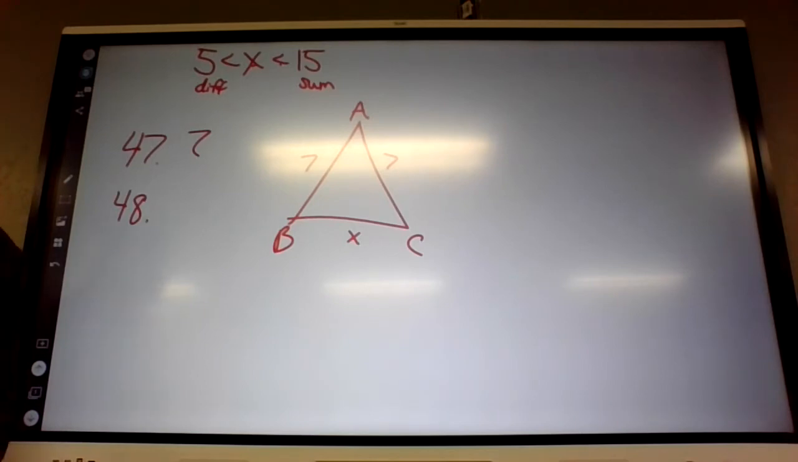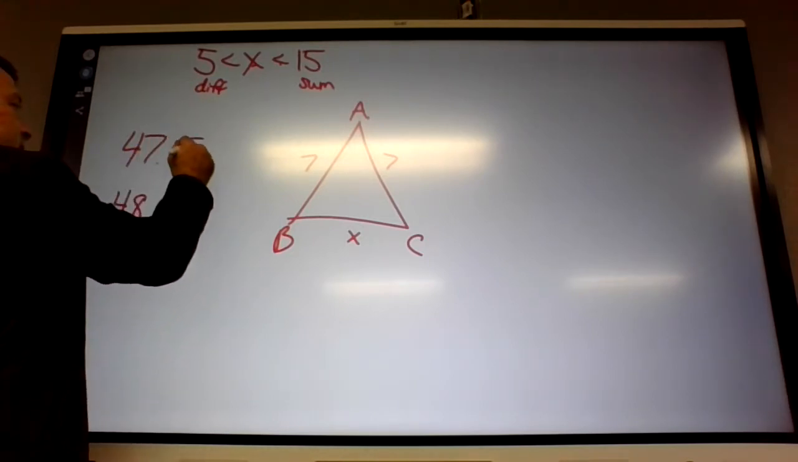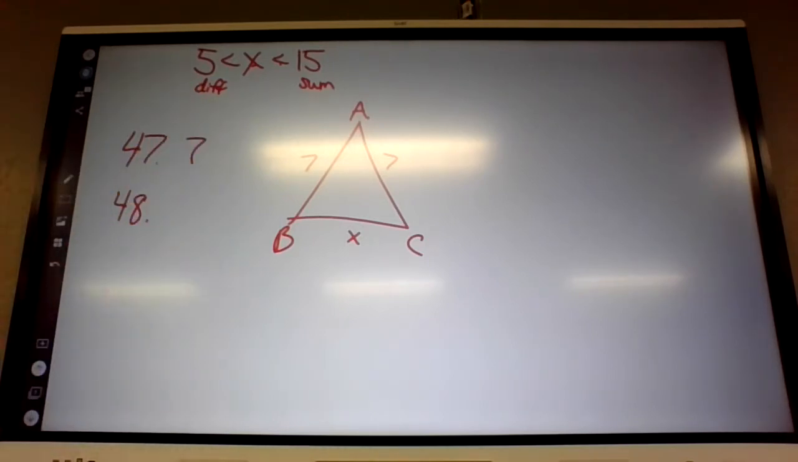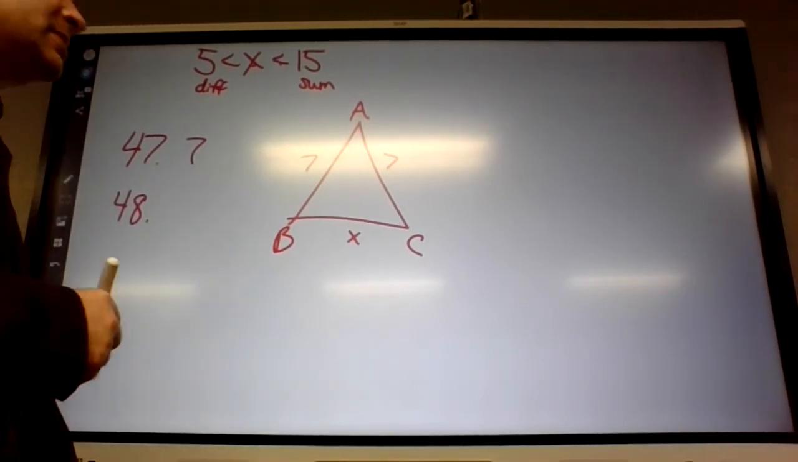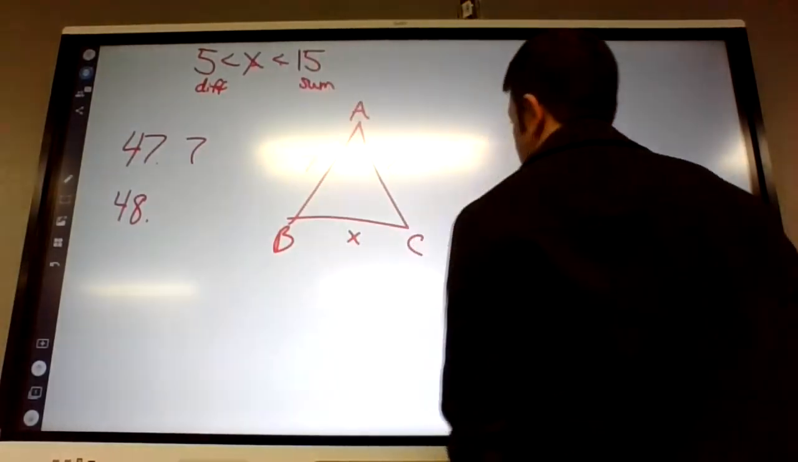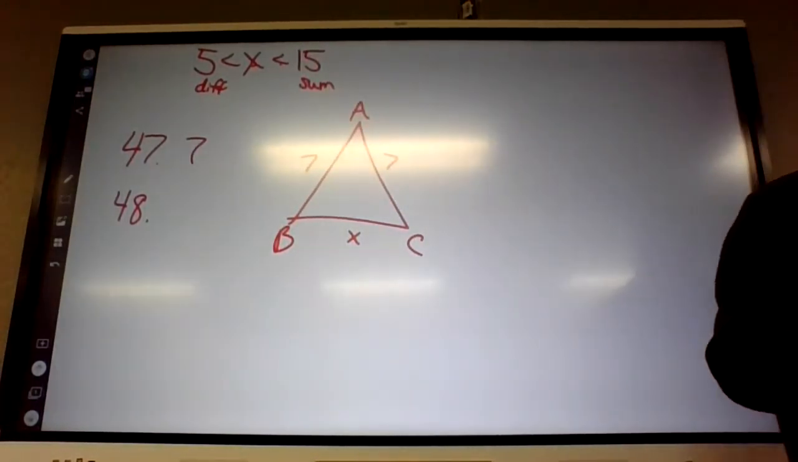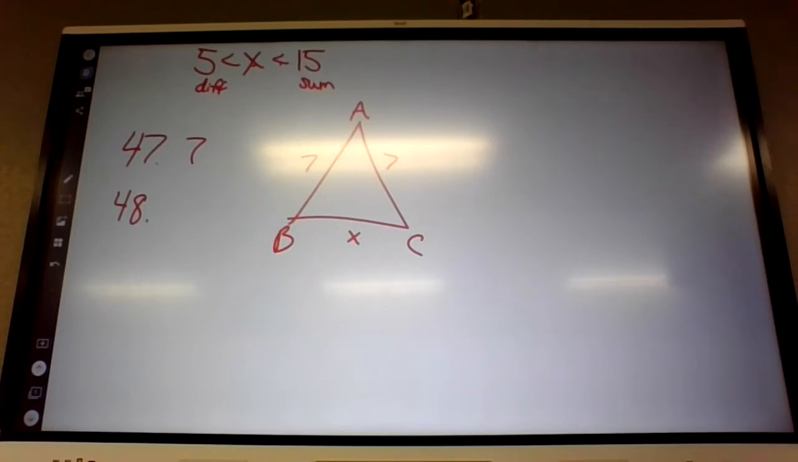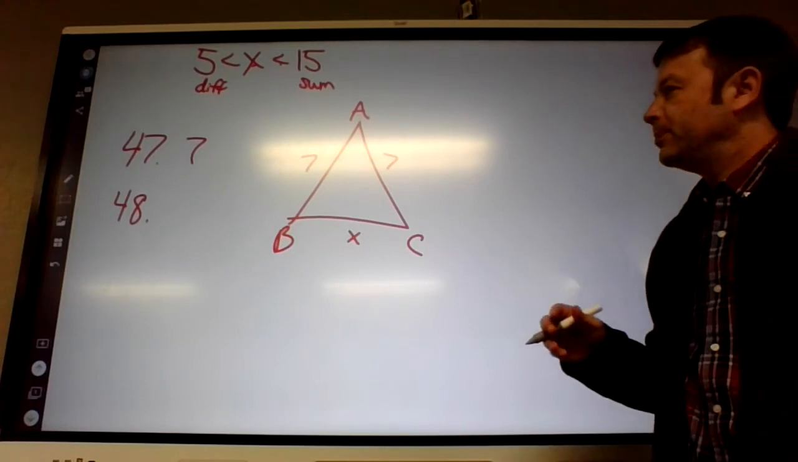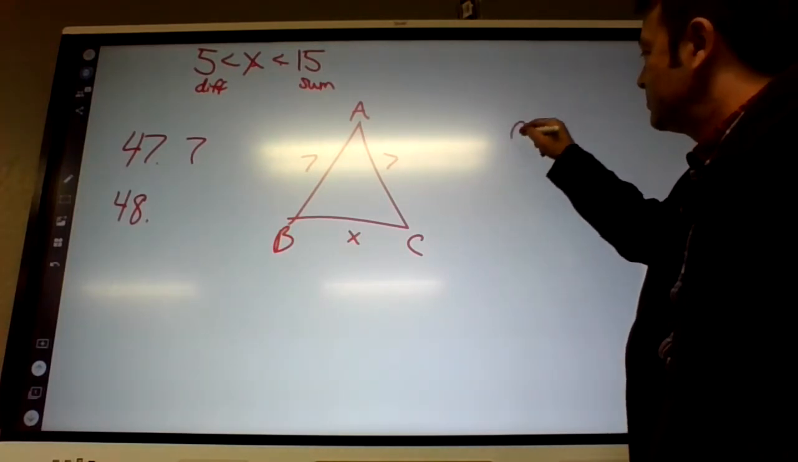Okay, now here's where things get confusing. This is why I'm helping you. But for 48, how can I make it a right triangle? What do I need to make x into? We haven't talked a lot about this chapter. I was thinking of the Pythagorean theorem. Yeah, in a right triangle, the Pythagorean theorem has to work for the sides, right? So what is the Pythagorean theorem?